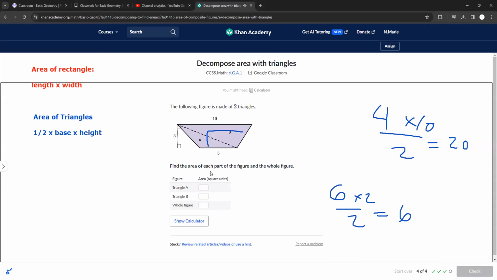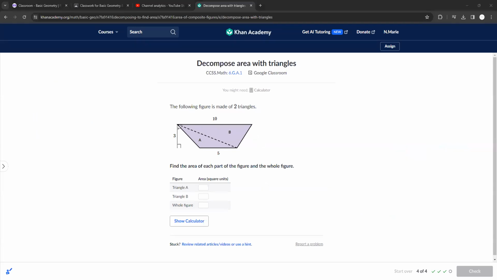And so this is, like I said, helping you set it up in case you were to do it on your own. So triangle A, remember it's base times height. So that would be 5 times 3 divided by 2, which is 7.5. So for B, what's the base for this one? Triangle B is 10 units and its base is 3.